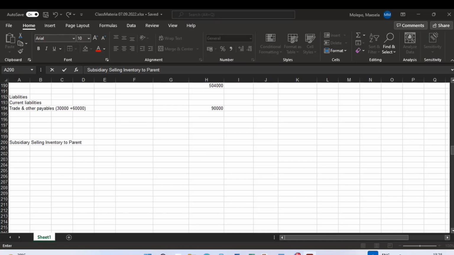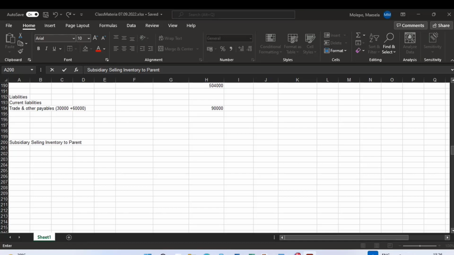Now we go to example 4, whereby the subsidiary is selling to the parent. In this example, we are given a trial balance. So now we just have to read what's happening in the trial balance. We have share capital, we have the retained earnings, profit before tax. Most of the information will be the same, even with the amounts. The only difference will be maybe the transaction.